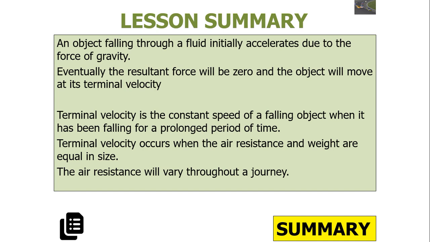Now, an object falling through a fluid initially accelerates due to the force of gravity. Eventually, the resultant force will be zero and the object moves at its terminal velocity. The terminal velocity is the constant speed of a fallen object when it's been fallen for a prolonged period of time. Terminal velocity occurs when the air resistance and weight are equal in size. The air resistance will vary throughout the journey, but the weight stays constant.